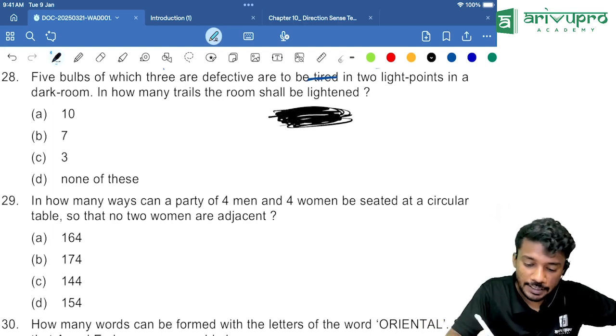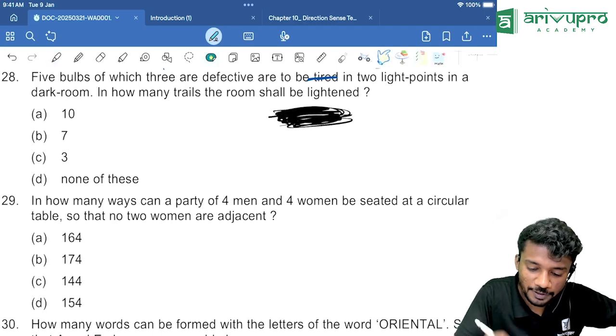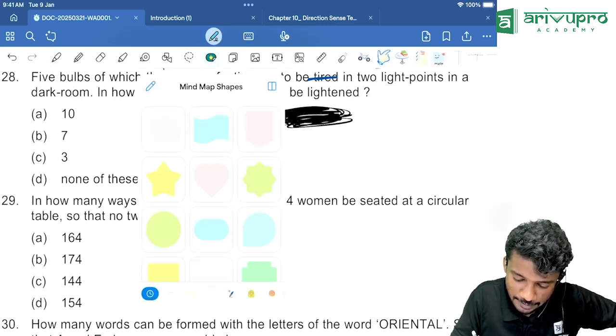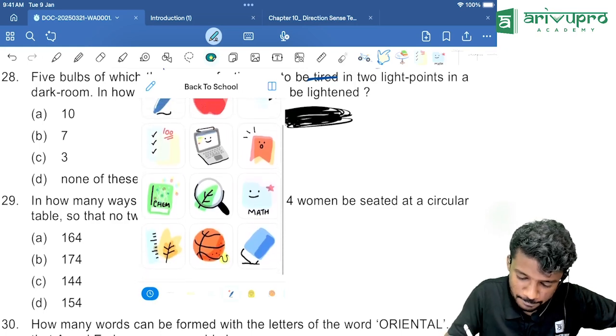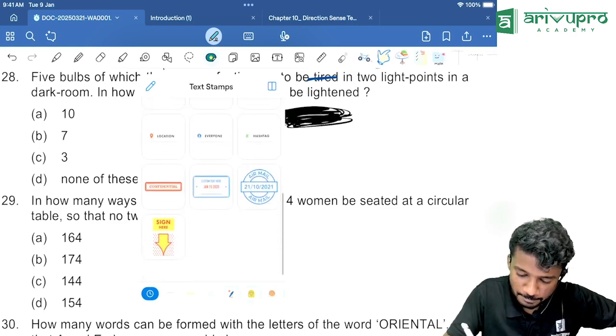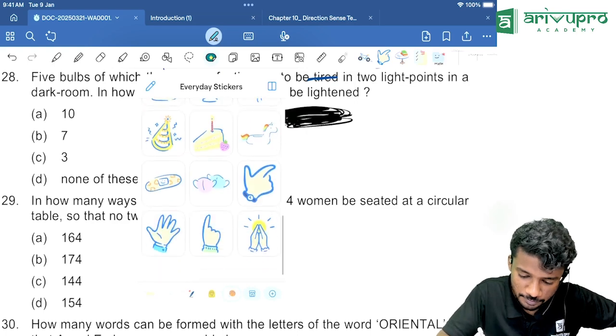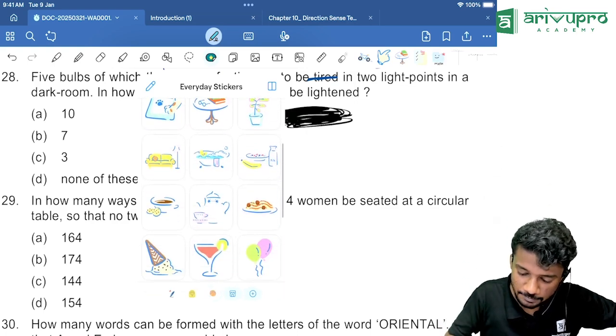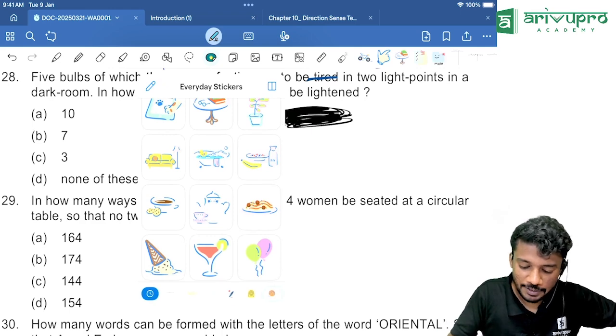Correct? Yes, I'll bring a sticker for you if you want. Hopefully there is a bulb. No, there is no bulb. Sad. You want ice cream?